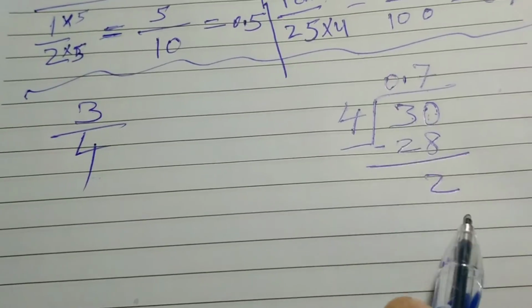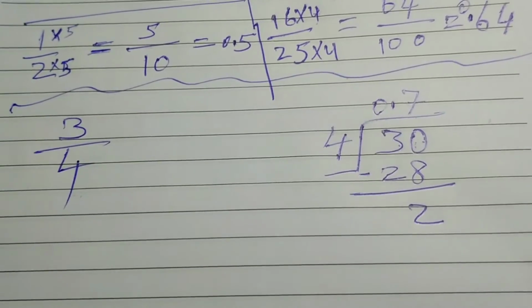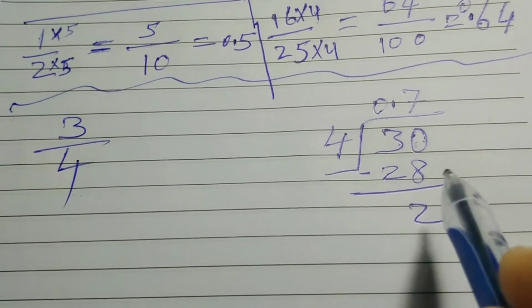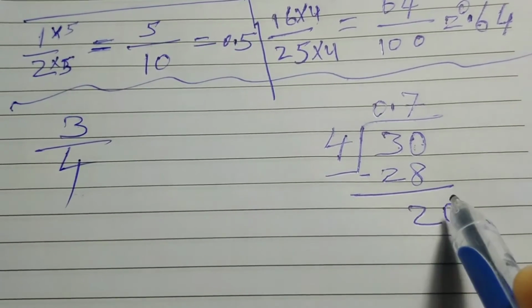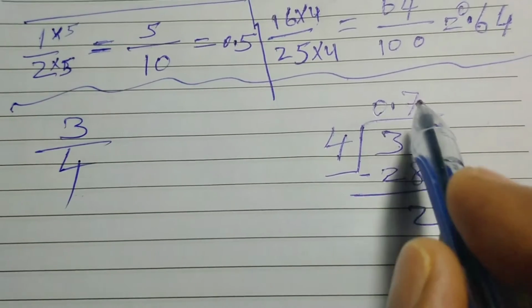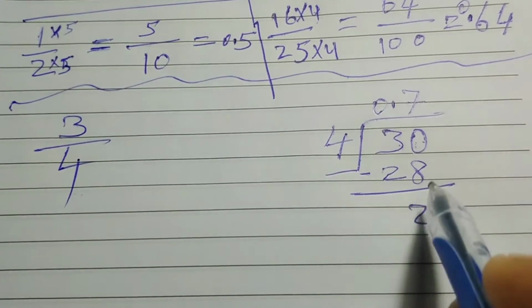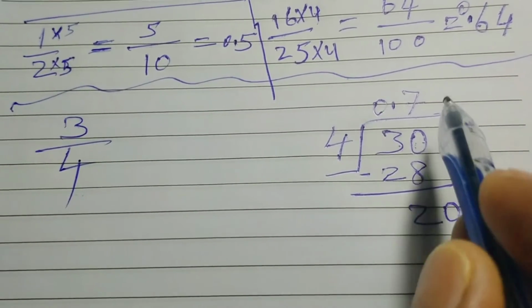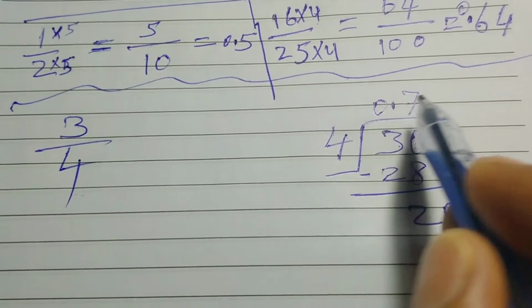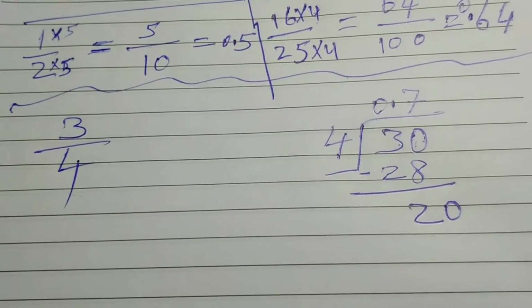Now 2 is again less than 4. So what will we do? We will put here 0. Now when I put 0 here, I put the point. The second time I put 0 here, I will not put the point because the point is already in the answer.